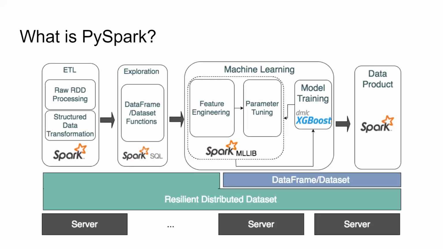And at the bottom, you can see the servers. You can use multiple servers with Apache Spark to handle your distributed data set. A distributed data set means you've split your data across different servers, and Spark will help you process all of that as a single data set.